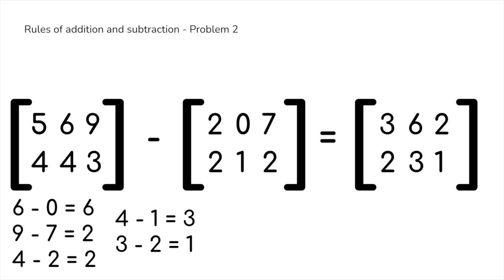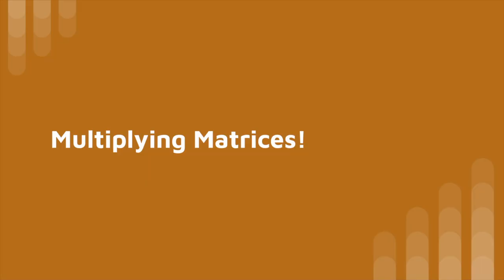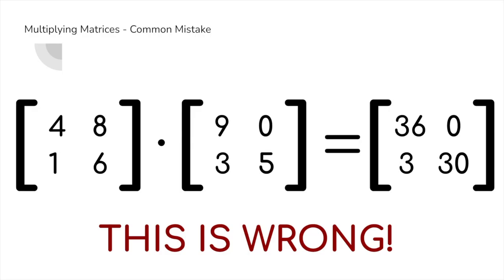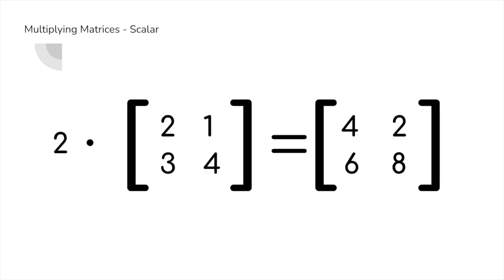Now that we understand the basics of adding and subtracting matrices, let's go on to something a bit harder, multiplying them. Now how exactly do you multiply matrices? Some people might think that we do exactly what we did for addition and subtraction, but sadly we use different rules here. When we multiply a matrix by a single number, called a scalar, it's actually quite easy. We just multiply each element in the matrix by the scalar.